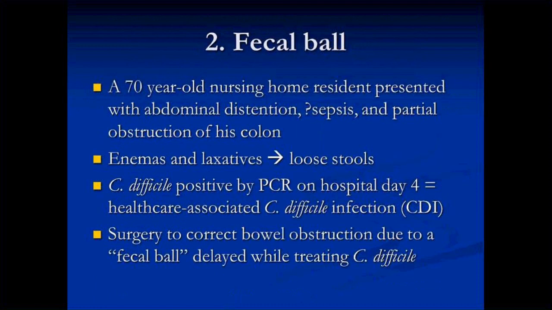Case number two, and what I will hopefully impart to you by the end of this case is that catheter-associated UTIs and C. diff have a lot in common. Here we have a patient from the VA, a 70-year-old nursing home resident. He presented with abdominal distension, possible sepsis, a bit of an elevation in his white count, and partial obstruction of his colon. He received enemas and laxatives, which resulted in some loose stools, although he still had a partial obstruction. And so someone ordered a test for C.